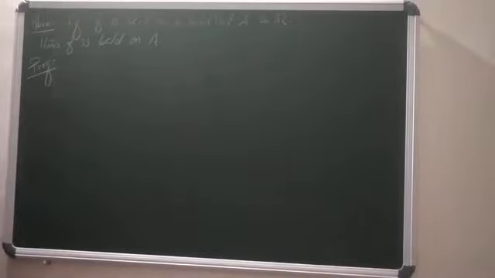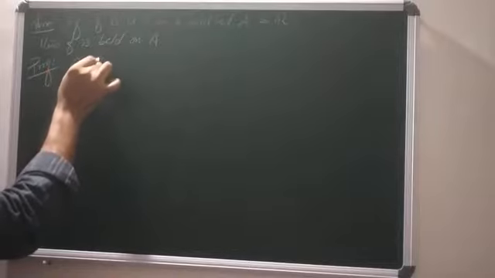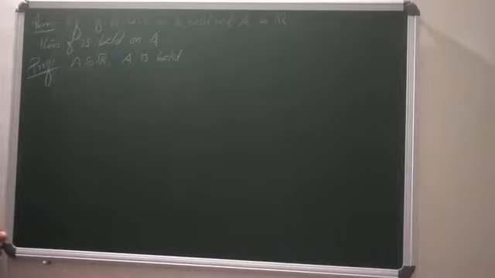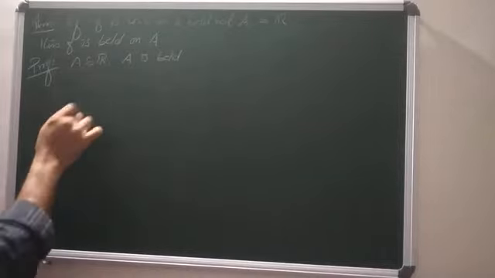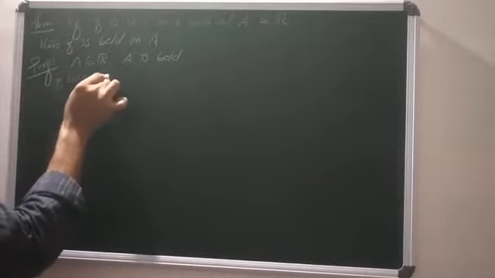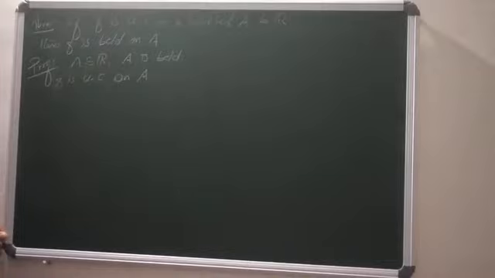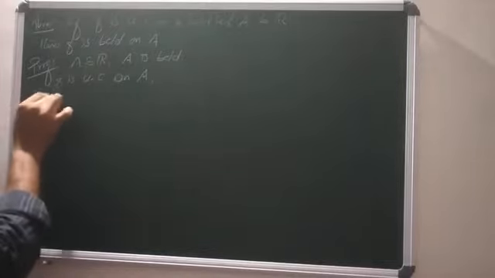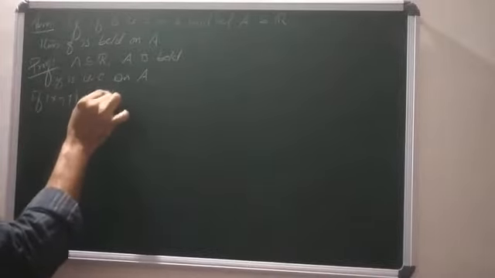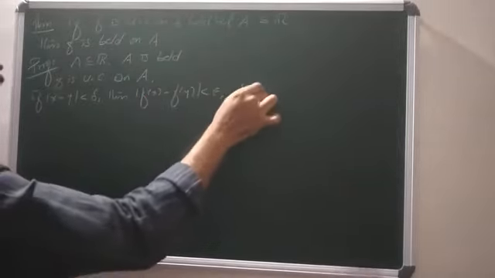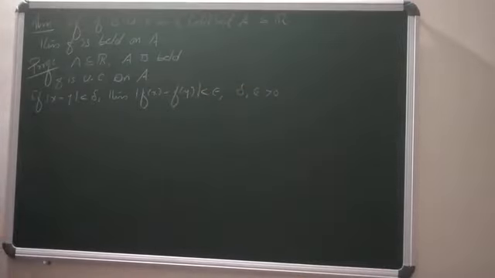So the proof is: it is given A is a part of R, A is bounded, and f is uniformly continuous on E. F is uniformly continuous on A means, if modulus of x minus y less than delta, then modulus of f of x minus f of y strictly less than epsilon, for all delta and epsilon greater than 0. Okay. A is bounded.